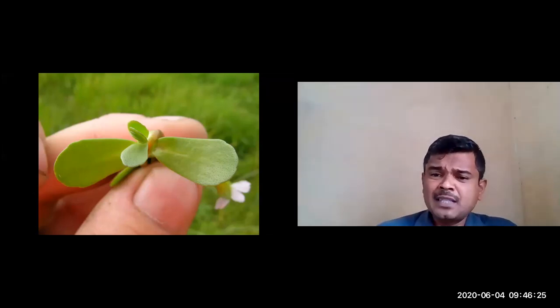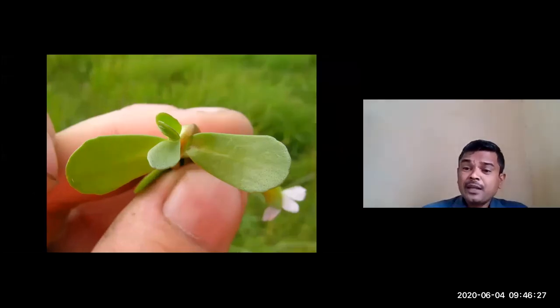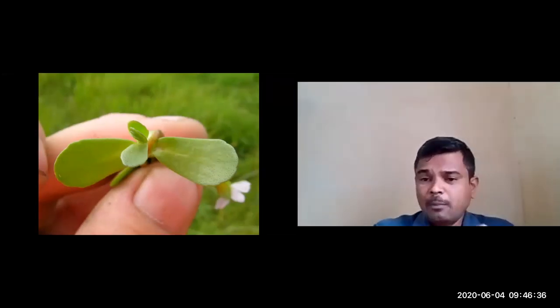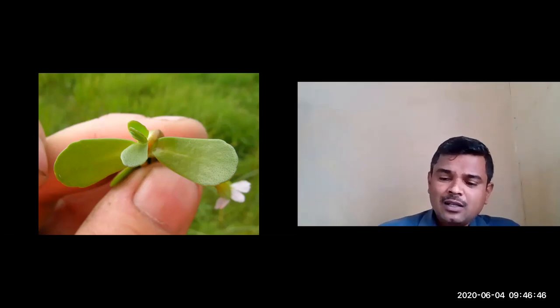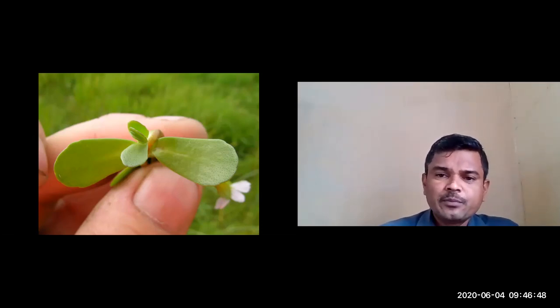Okay, so the type of leaf is simple. The shape of the leaf is ovate, oblong, and the apex is obtuse, and the margin of the lamina is entire, and the surface is glabrous, and the arrangement is opposite decussate.